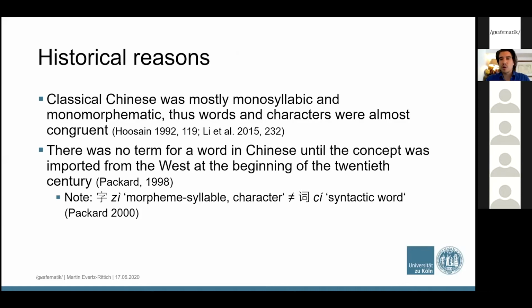There might be also historical reasons. In classical Chinese, Hussein and Li et al. claim that we mostly find monosyllabic words and monomorphemic words, and thus words and characters were almost congruent. Also, it's quite interesting to note that there was no term for a word in Chinese until the concept was imported from the West at the beginning of the 20th century. Note that the word for morpheme, syllable, character is unlike the newer word for syntactic word.